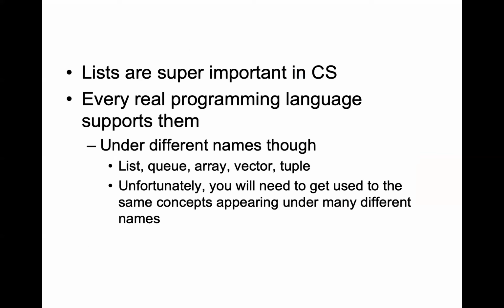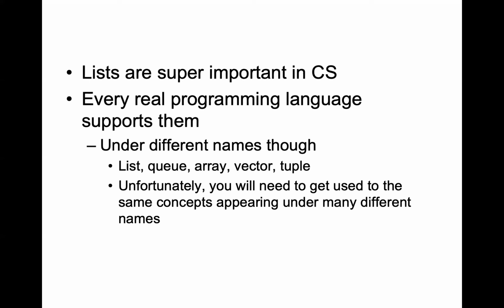Lists are incredibly important in programming. Every real programming language, or almost every real programming language, supports them, but under different names. They can be called lists, queues, arrays, vectors, tuples. There's a lot of different terminology for this. One of the things you're going to need to learn as an aspiring computer scientist is that we do this a lot. We take the same concept and have a lot of different words for it. And these words differ depending on our background.